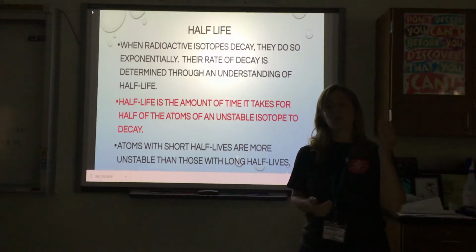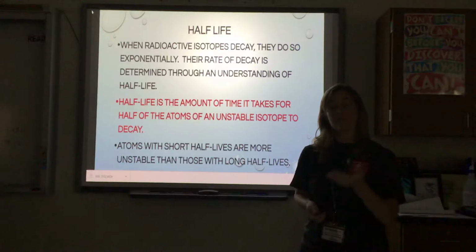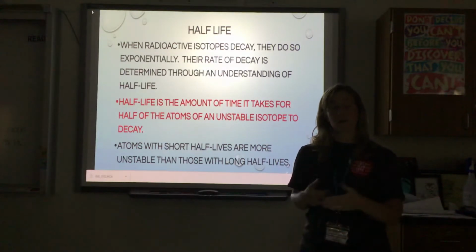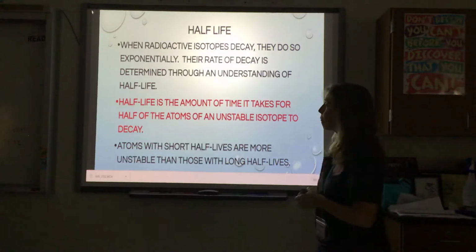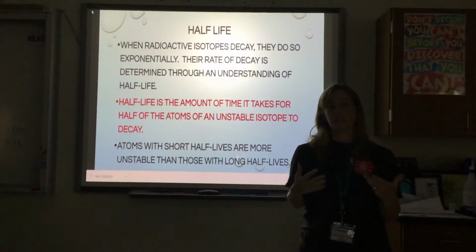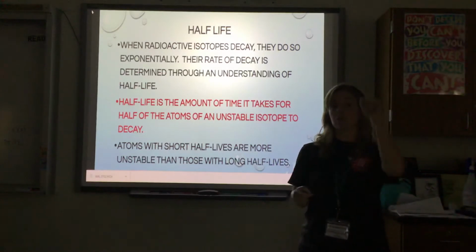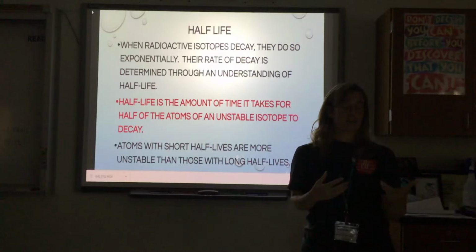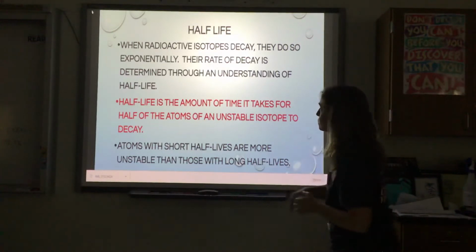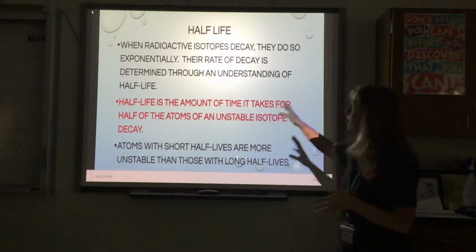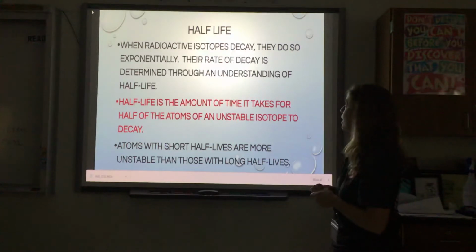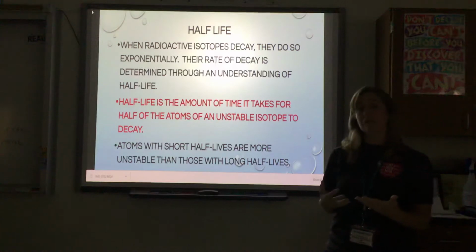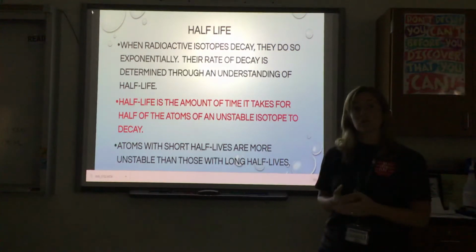So it was going to be your radioactive decayed atoms versus the time that it took for the whole process to take place. And that should have resembled an exponential curve, which means it should have gone like this. That's what it means when I say an exponential curve. Now, the half-life is when radioactive isotopes decay. They do so exponentially. So that's what I was talking about in the graph that you made. It should have been an exponential curve.